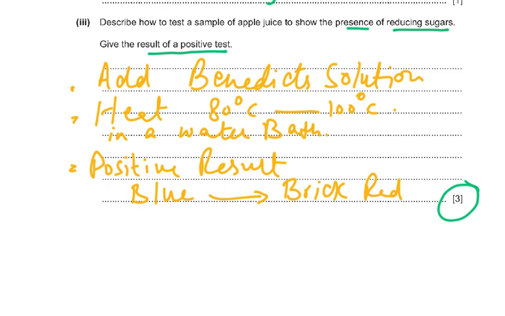Then a positive result means the color change you're giving me. Benedict solution is blue in color, so the color change will be from blue to brick red. If it remains blue, it means no reducing sugar present. It doesn't mean no sugar present, because please remember there are non-reducing sugars as well.